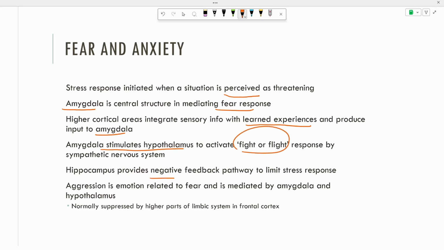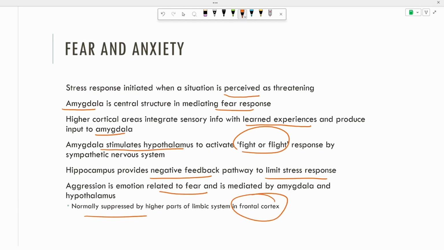Hippocampus will provide negative feedback to limit the stress response. So it kind of blunts it for us, keeps it under control so we don't have a total freak out. Aggression is an emotion related to fear. That's why when people get scared, they will get aggressive. They're very close to the same part of the brain together, so they always go together. They kind of link. And again, normally suppressed by your frontal cortex.